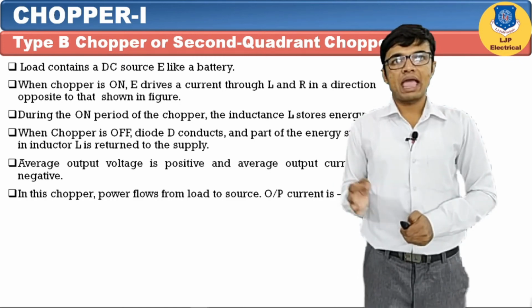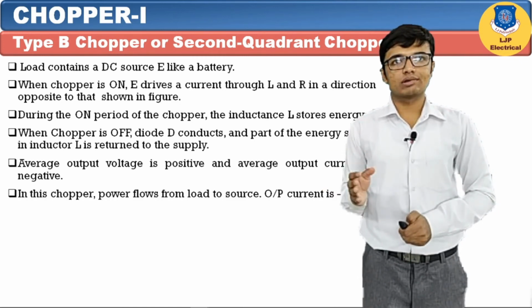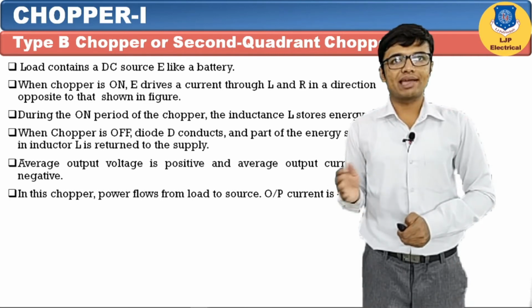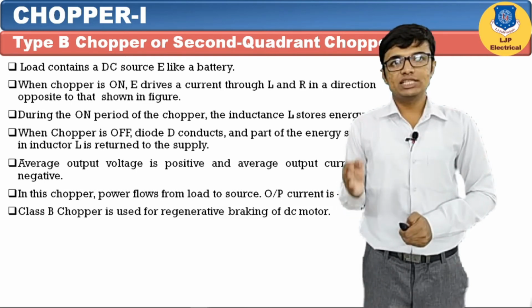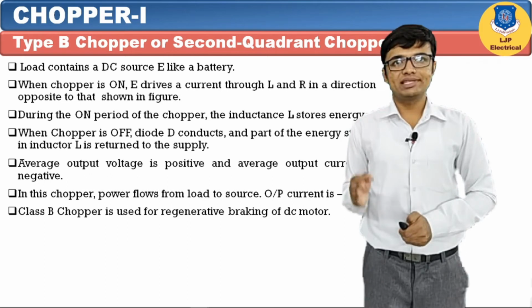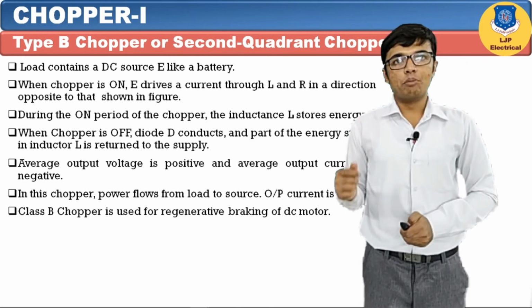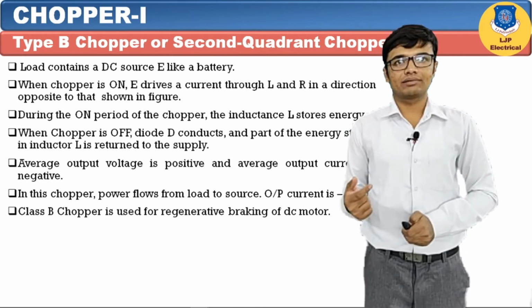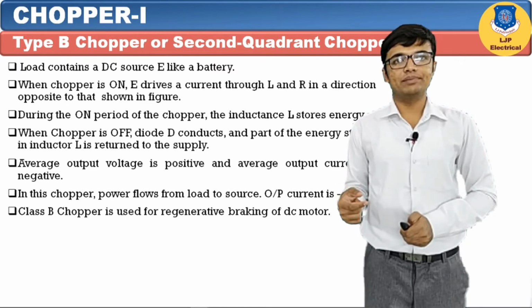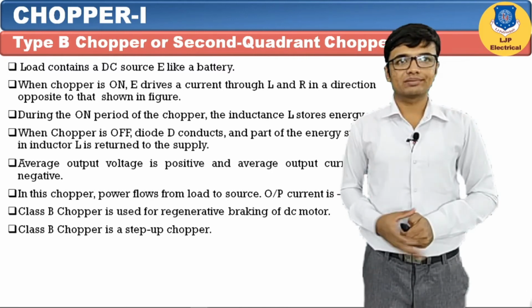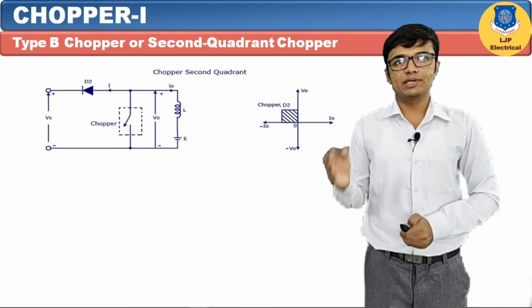In this chopper, power flows from load to source and the output current is always negative. This kind of chopper is used for regenerative braking of DC motor. During this mode, motor will operate as a generator and it will try to reduce the speed of the motor as the braking will perform. It is a step up chopper. Let's see circuit diagram of class B chopper.